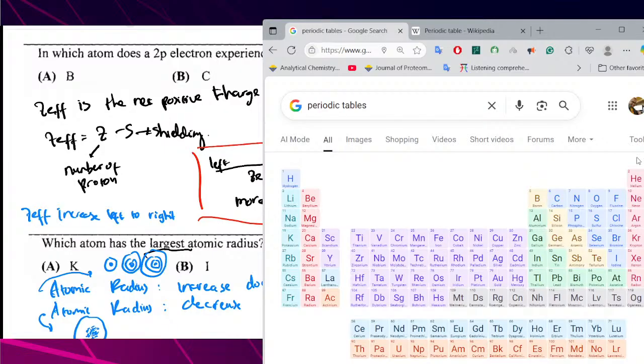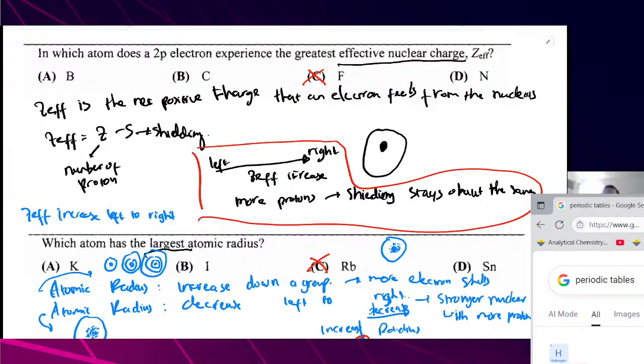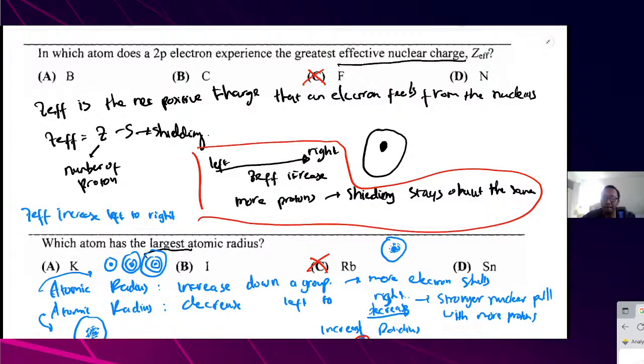Okay, right. But the lowest one is rubidium over here, and then this is the potassium. The potassium is above the rubidium. So we want to get the lowest down and the most left. So it should be Rb for the answer. So yeah, we're done with this part.